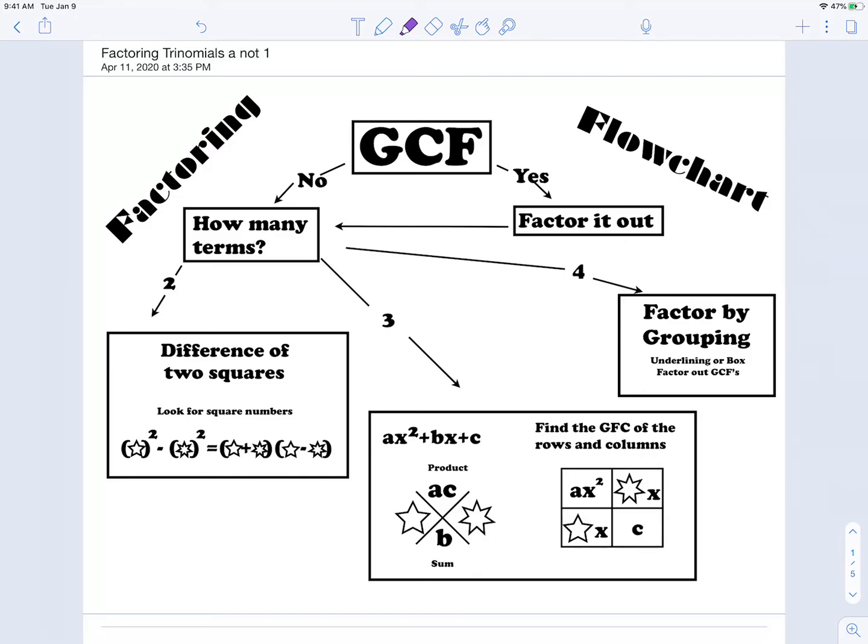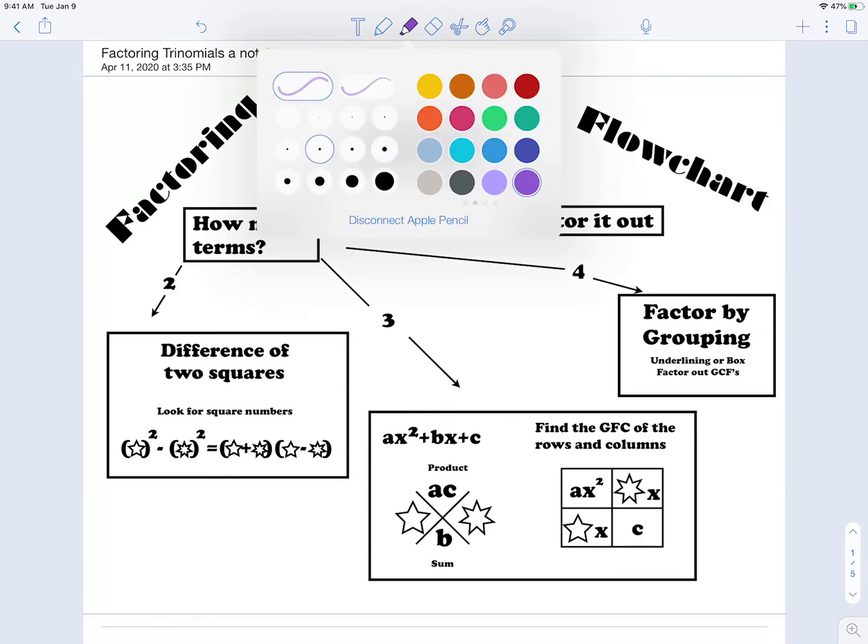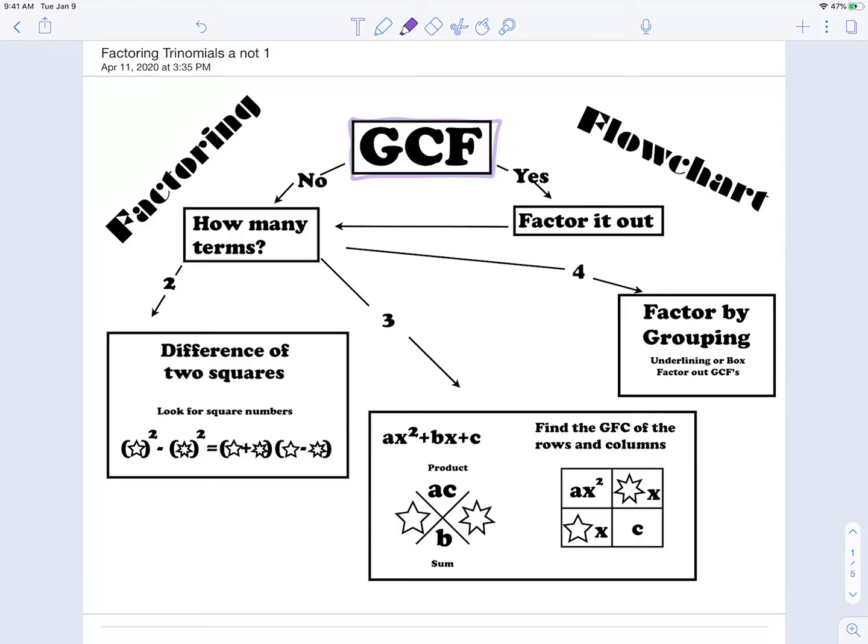Hello everyone. Today we're going to learn a new type of factoring. So we always start off with, is there a GCF? So do they all have a coefficient in common? Do they have a variable in common? If there is a GCF, you factor it out.